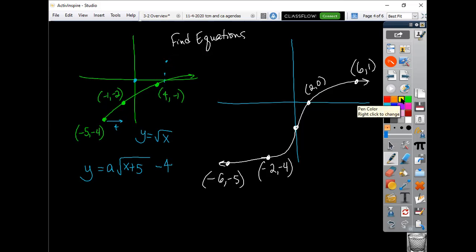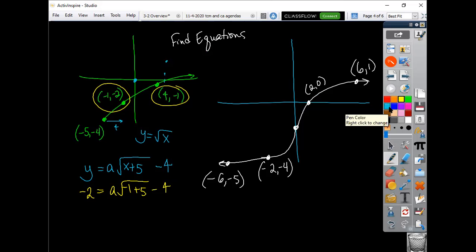So let's just take this point. You could use this one also, and we'll put it in here. The -1 is our x. The -2 here is my y. And then the only variable left is the stretch factor a to solve. So in order to solve this, add that 4 over to this side. -2 plus 4 would give me 2. And then 5 plus -1 would be 4. Square rooted is 2.